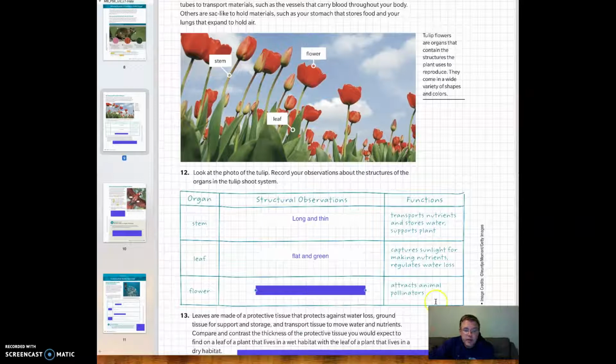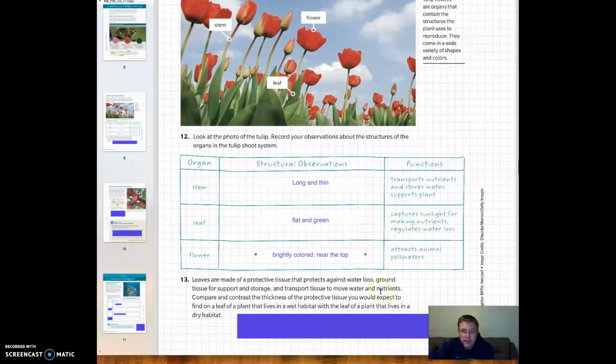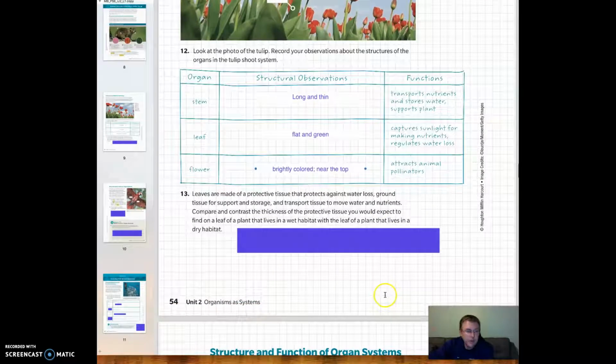Finally, for a flower, we can see that its job is to attract animal pollinators. Well, in order to do that, that's why we have a brightly colored flower. That's why the flower is located near the top. Normally we have a smell situation as well. We really can't observe that from the picture, so we can't really talk about it as a structural observation here. But all of those structures are going to assist with the function of attracting animal pollinators there. Let's see, moving on to number 13.